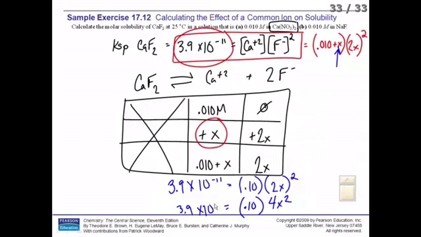3.9 times 10 to the negative 11th. Okay, so now hopefully you'll be able to solve a little bit better. Pretty easy stuff here, okay? The 4 and the 0.1 goes on the denominator of the other side, so let's see what that is.